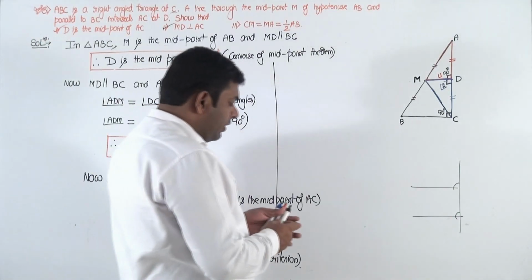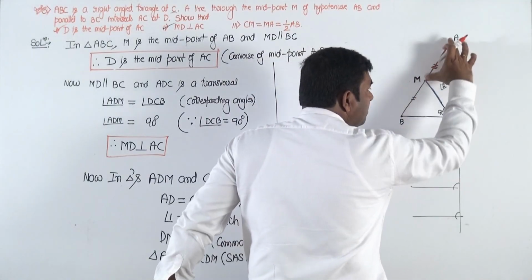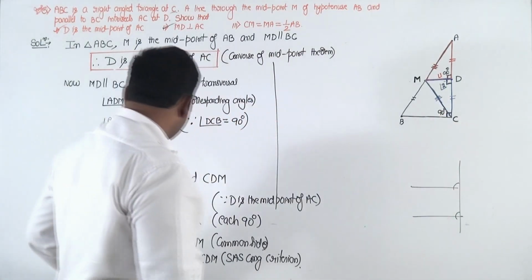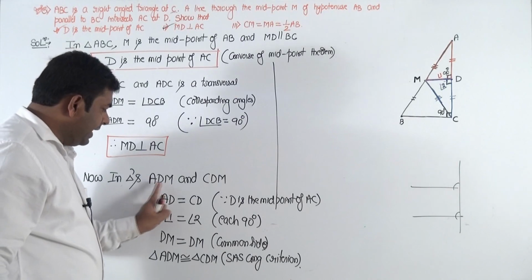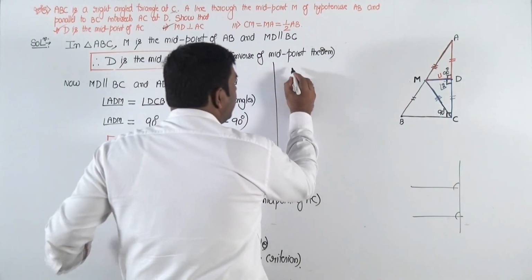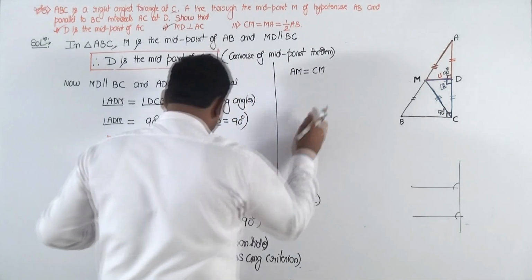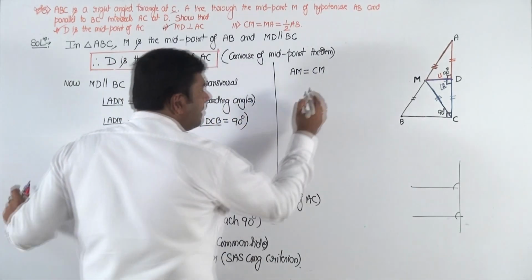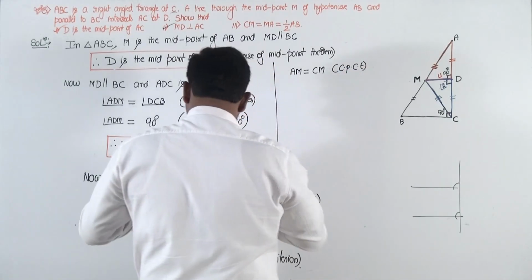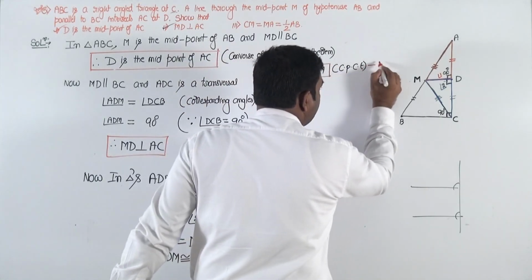If these two triangles are congruent, by CPCT, this part is equal to this part. That is, AM is equal to CM by CPCT. So AM is equal to CM. This is CPCT, corresponding parts of congruent triangles. Highlight this also. Say this is equation number 1.